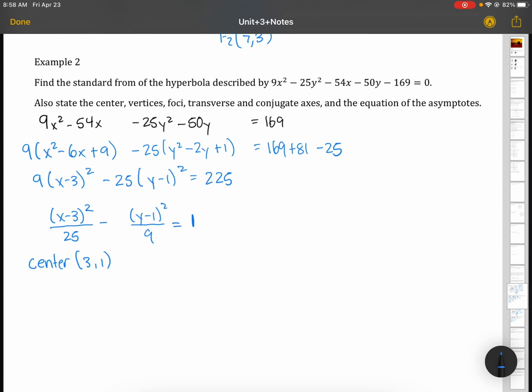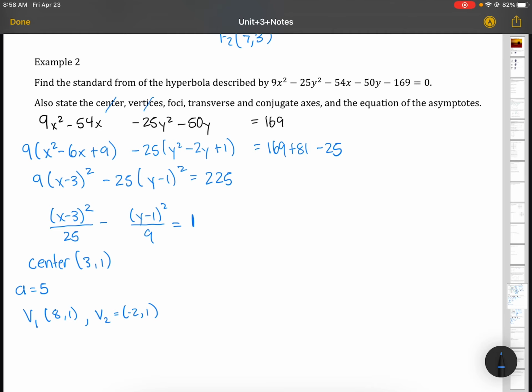And then our vertices. So we know A is going to equal the square root of 25, or 5. So our vertices are 5 away from the center. So we'll say V1 is 8, 1, and V2 is negative 2, 1. Cool. So we did our center, we did our vertices.